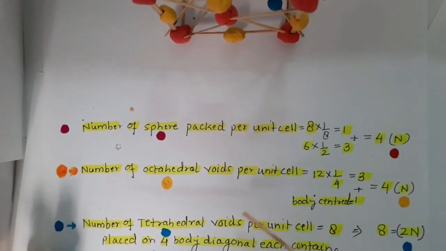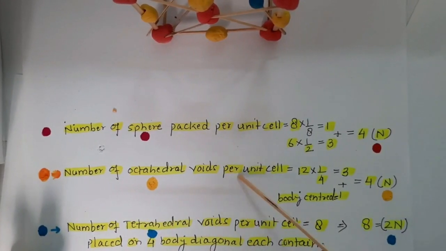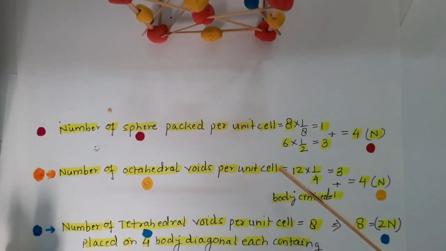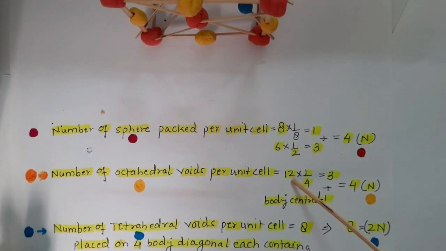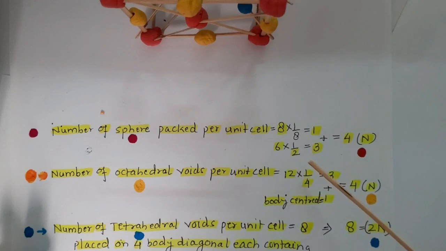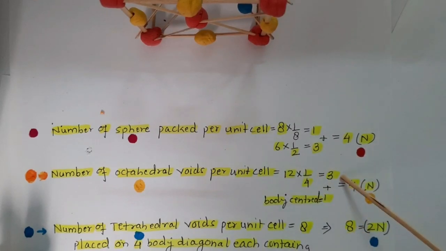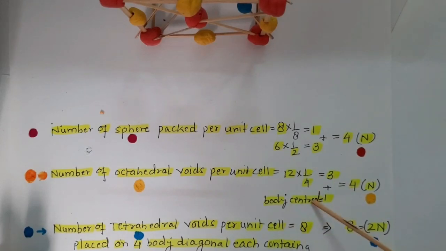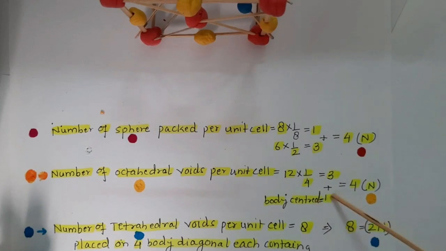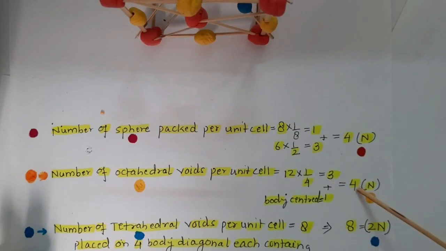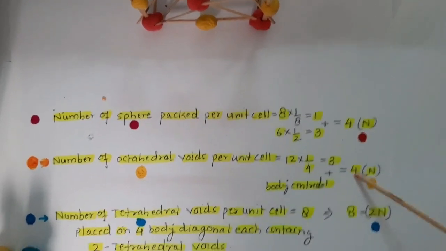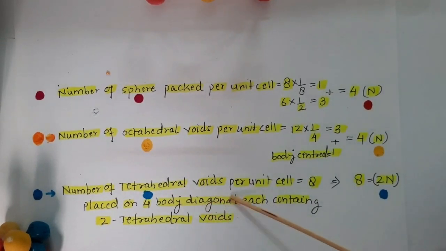Now let us calculate the number of octahedral voids. The number of octahedral voids per unit cell will include the contribution from the edge centered positions. There are 12 edge centered positions at which the octahedral voids are located. So 12, and an edge is common between 4 unit cells. So 12 multiplied by 1/4 will give you 3. The contribution from the edge centers is 3, and 1 octahedral void is created at the body centered position. So the total number of octahedral voids created per unit cell will be 3 plus 1, that comes out to be 4.